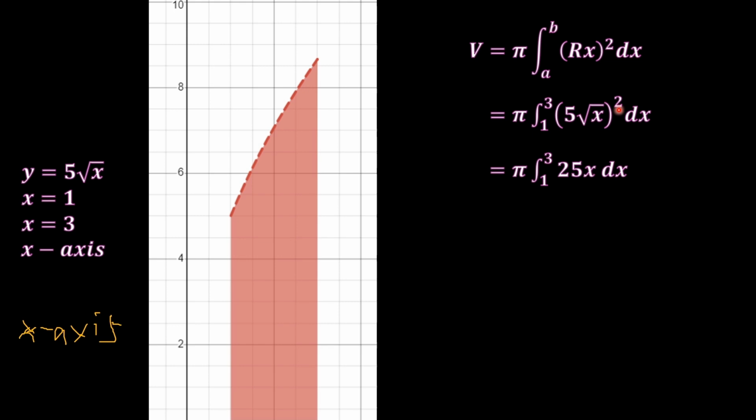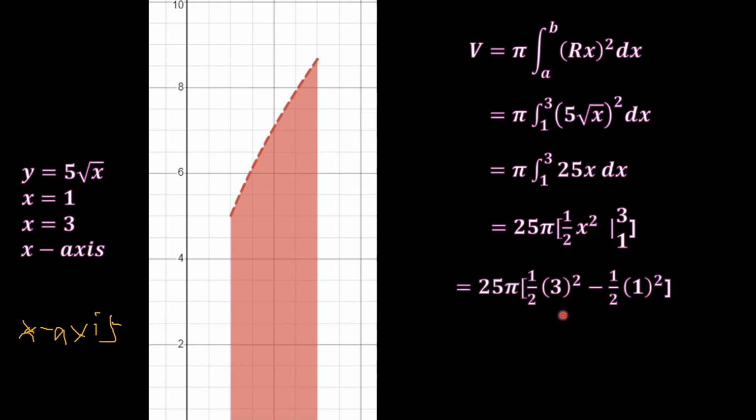Okay, so essentially we're just going to be solving this. So we square these two, you get 25 times x, and we bring out 25. Sorry. And we input the limits into the x here. So this is what it's going to look like.